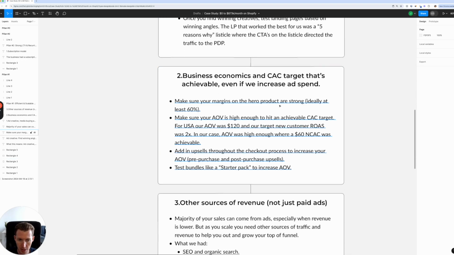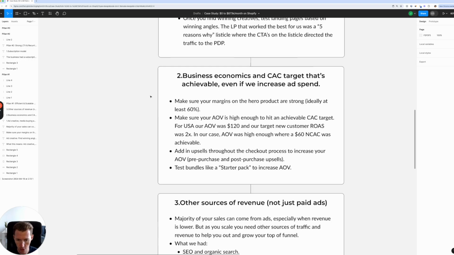So moving into business economics and a CAC target that's achievable, even if we increase ad spend. First things first, you want to make sure your margins on the hero product are strong, ideally at least 60%. You want to make sure your AOV is high enough to hit an achievable CAC target. For the USA, our AOV was $120 and our target new customer ROAS was 2x. So in our case, AOV was high enough where a $60 new customer acquisition cost was achievable. For example, if you have a $40 AOV, it's very, very difficult, unless you're acquiring customers at a 1x or 1.2x. It's very, very difficult to maintain profitability on first customer purchase, especially as you scale. So make sure that those are dialed in.